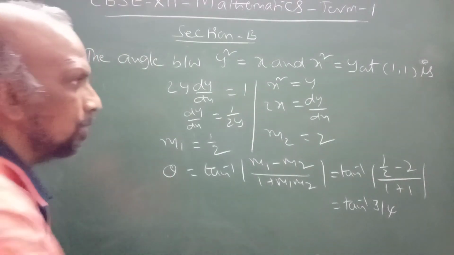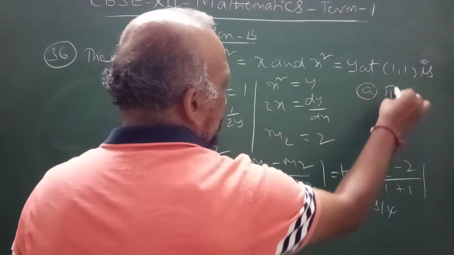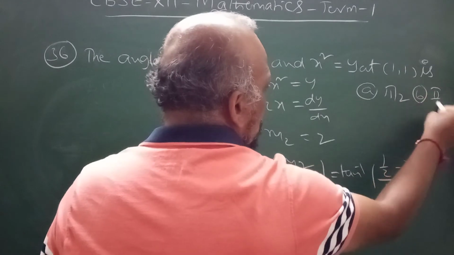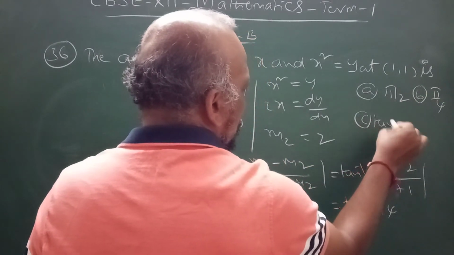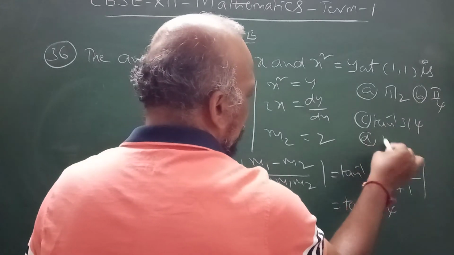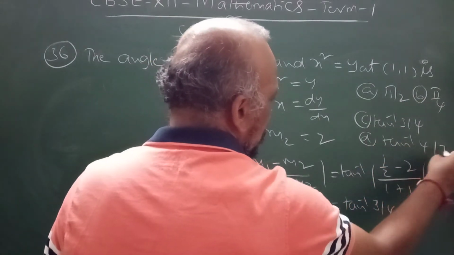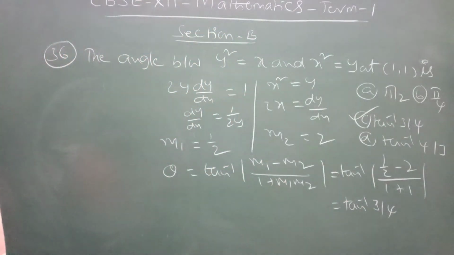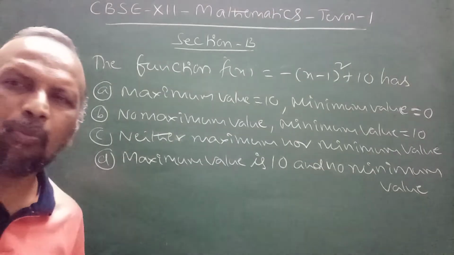Why didn't I mark the options here? I gave option A, pi by 2. Option B, pi by 4. Option C, tan inverse 3 by 4. Option D, tan inverse 4 by 3. So the answer is option C, tan inverse 3 by 4. That will be your answer. This is a very simple problem.